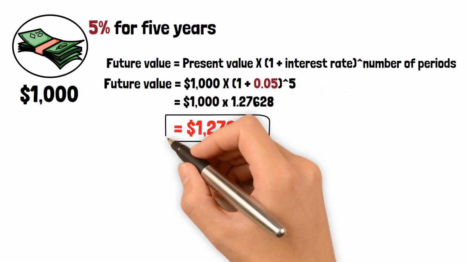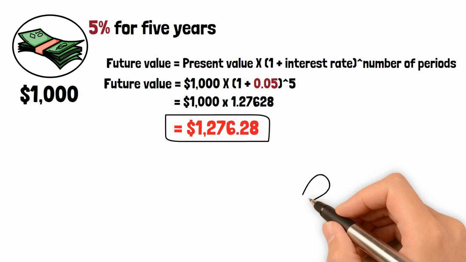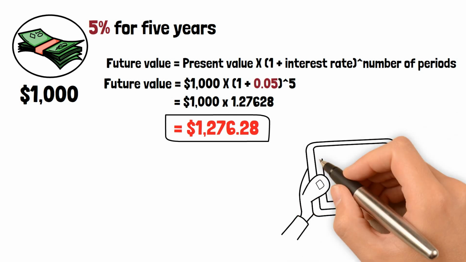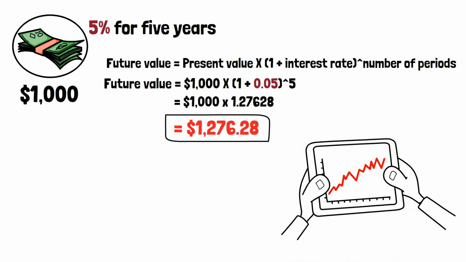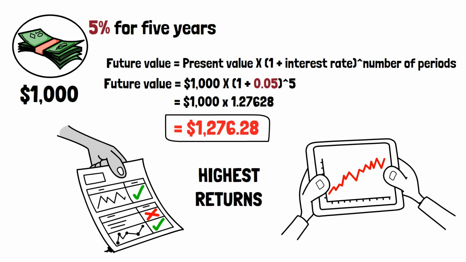$1,276.28, which represents the total amount you would have at the end of the 5 years if you did not make any withdrawals, and the account continued to earn interest at the same rate. Future value is an essential concept in finance used to evaluate the potential growth of investments over time. It helps investors make informed decisions about where to allocate their resources, and it allows them to compare different investment options to determine which ones are likely to provide the highest returns.